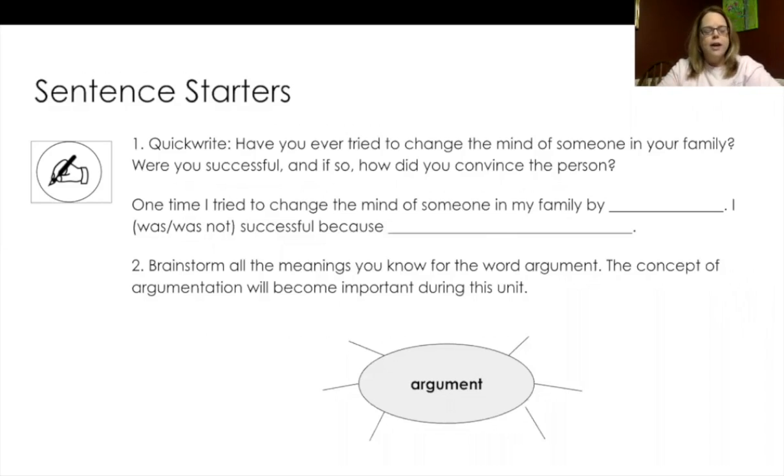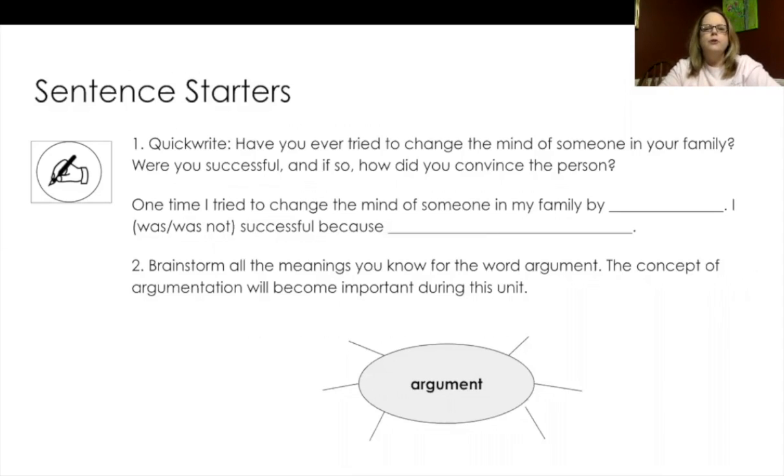argument laid out. And it's usually something where she says, it'll put me in a good mood, it'll fill my belly up because then I'll be happy and I'll be full. And it usually goes something like that. Sometimes she's successful, sometimes she's not. But what is something that you tried to change the mind of someone in your family?